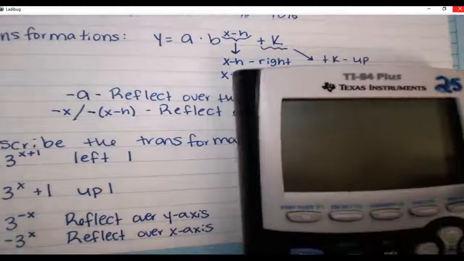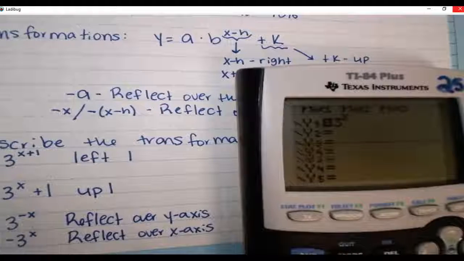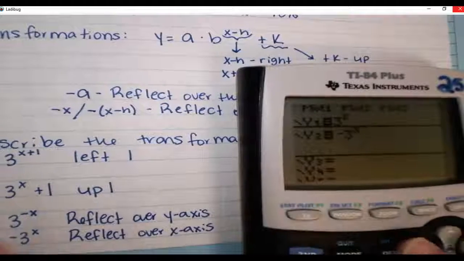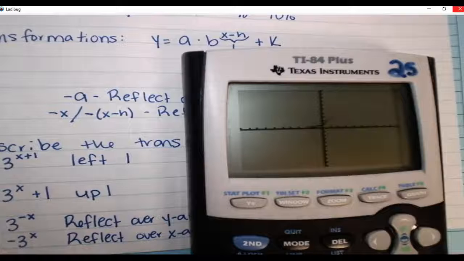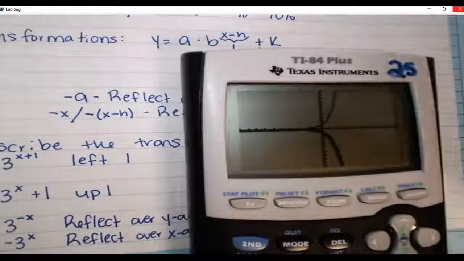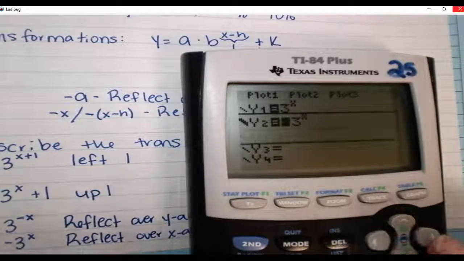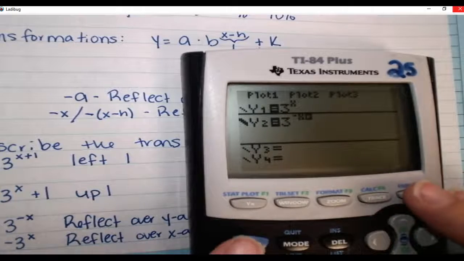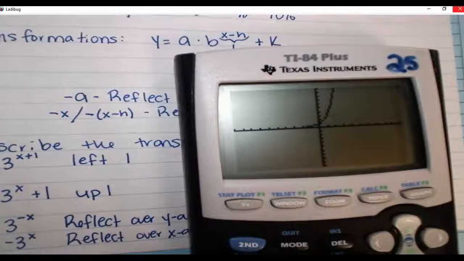And so you might say, well, what does that look like? So if we graphed our original 3 to the x, and then we graph negative 3 to the x, there's our first one, and then there's the second. So again, when you reflect, you're just taking it, kind of laying it over the x-axis a little bit. And then for the one before, if we have negative x in the exponent, again, there's our first one, and then there's the second one. There it is. Okay.